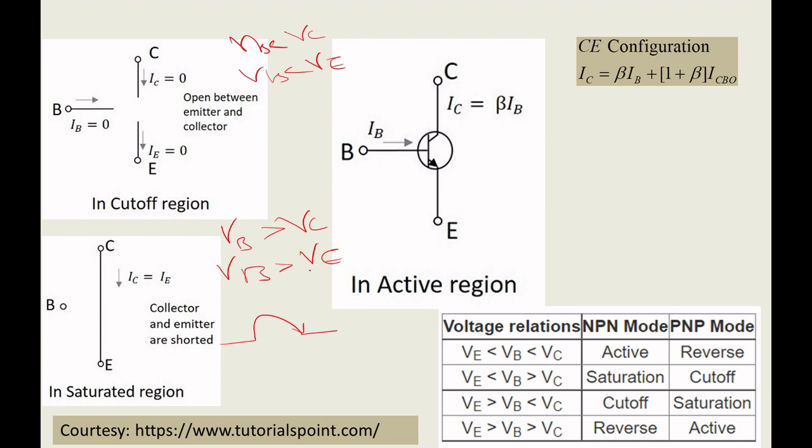But we are not interested in working in this region. We are interested in working in the active region. Why? Because your base current is amplified by beta times. Your output current is the product of beta and IB, so the current is amplified. This is the region you are expected to work in. In the active region, the base is greater than your emitter and the base is less than your collector. This is the condition to be followed.